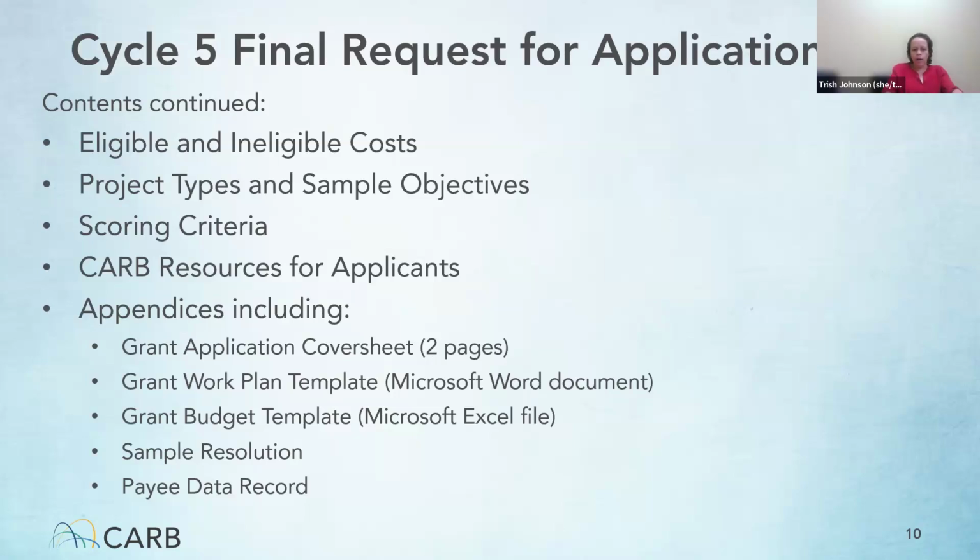And to conclude the overview of the Cycle 5 RFA table of contents, the RFA contains eligible and ineligible costs, project types and sample objectives, scoring criteria, CARB resources for applicants, and appendices A through K, including the appendices listed on this slide. The 2-page grant application cover sheet, the project work plan template, which is a Microsoft Word document, the grant budget template, which is a Microsoft Excel file, sample resolutions for both tribes and nonprofit organizations, and the State of California payee data record, which is required when receiving payment from the State of California in lieu of an IRS W-9.